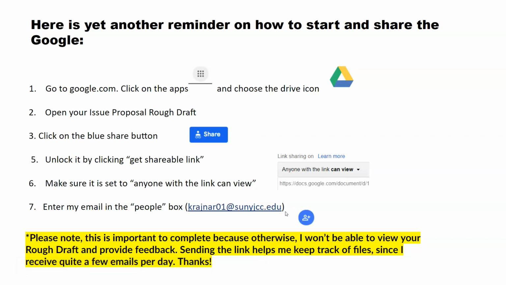To be honest, I use the notifications as a sort of checklist to go through and complete feedback, almost like a to-do list for myself. So I would definitely ask you to please complete that, because otherwise I might not be able to view your rough draft or provide feedback. Sending the link helps me keep track of files, and it also helps me keep track of whose paper I need to provide feedback on, since I receive quite a few emails per day. So if you can please make sure to do that, just to make it easier on myself and also on all of you.